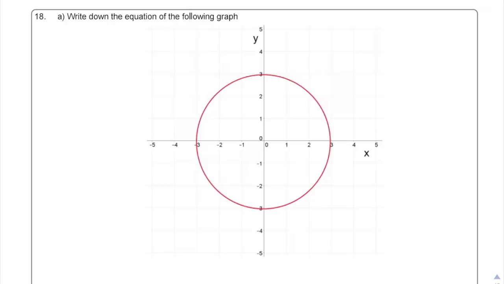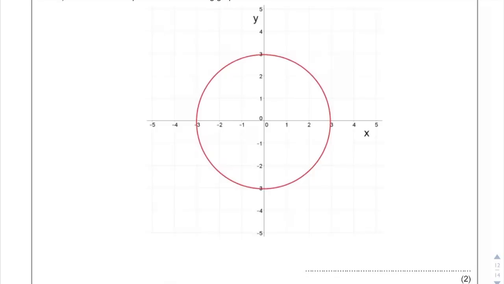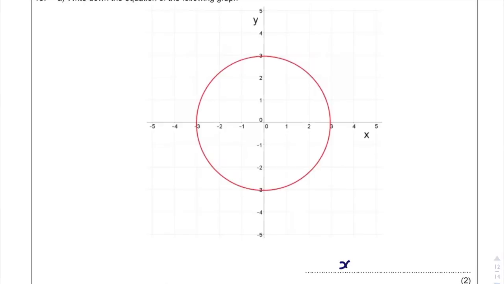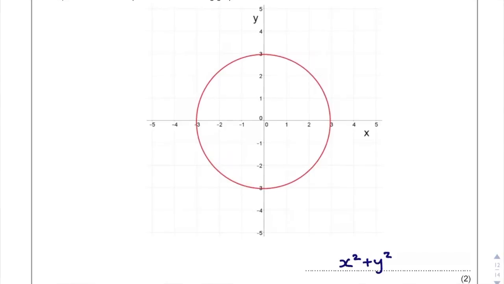Question 18, part A says write down the equation of the following graph. Well, we've got a circle here that is centered at the origin. So if it's centered at the origin, it's in the form x squared plus y squared equals the radius squared. Well, the radius in this case, starting at the center, goes from 0 to 3, so it intersects the x-axis at 3, so its radius must be 3. But we have to square that, so we're going to have x squared plus y squared equals 3 squared, which is 9. So that's part A.